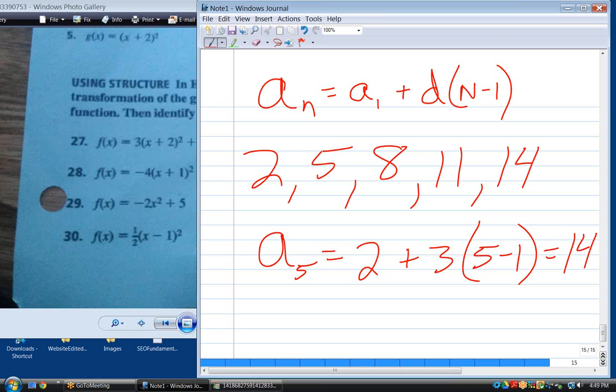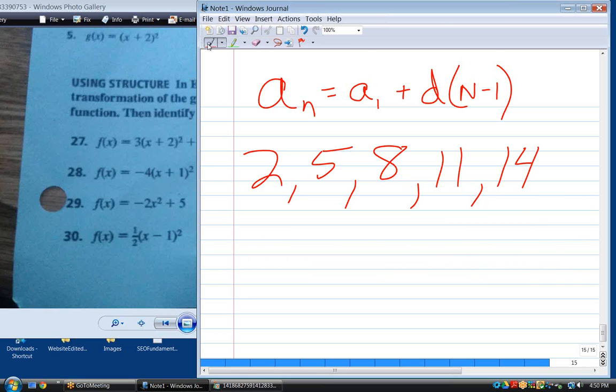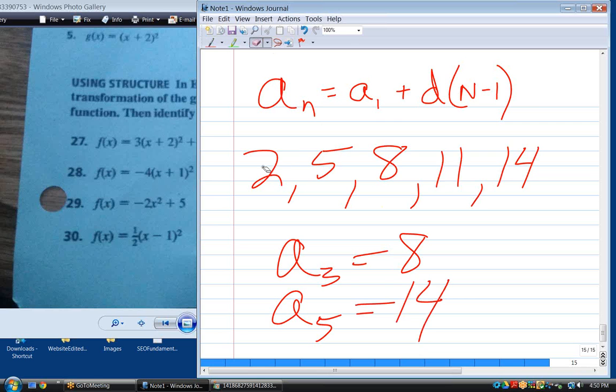they can make problems that are relatively difficult with arithmetic sequences. For example, if I said the third term of a sequence is 8, and the fifth term is 14, and that is the only information I had to go on, you could figure out the sequence. We don't know n, and we don't know d, and we don't know a sub 1. But I can write two equations and two unknowns.